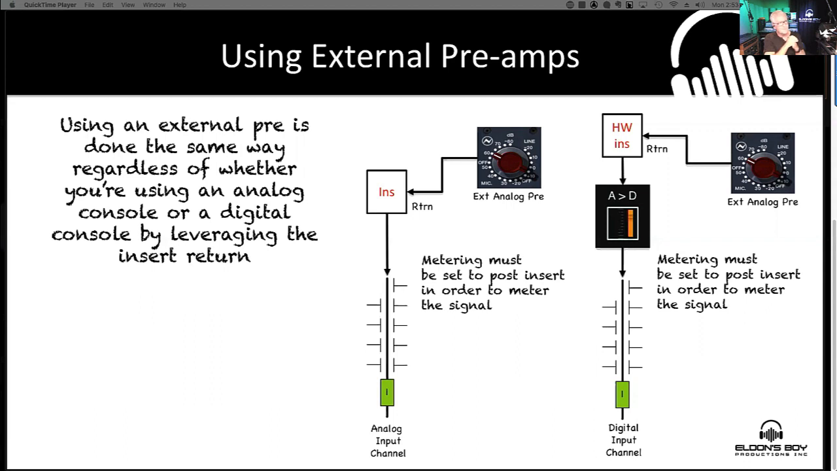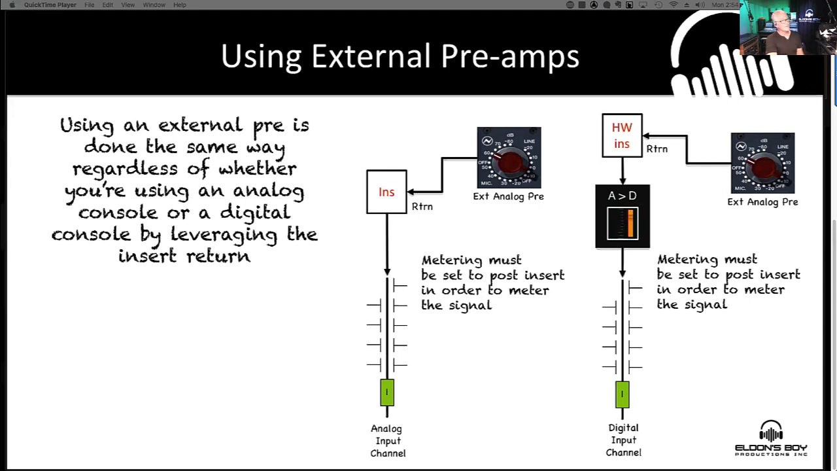But the thing that trips people up all the time on this, I can't tell you how many times I have said this to someone trying to do this: if you're going to insert that pre on the insert return, you've got to be able to meter post-return. If you just insert it on the insert return and have your metering still in the earliest part of the stage, it's going to look like there's no signal there. You're not going to be able to see it. That pickoff point for the meter is earlier than your preamp. So you must be able to look post-return to see your external pre. Okay, so that's job number one.